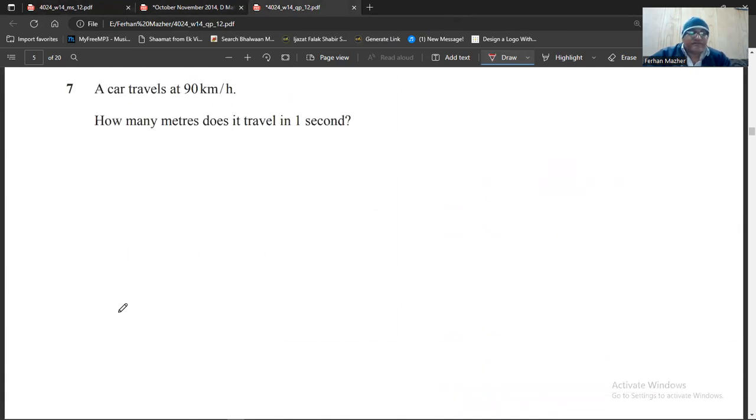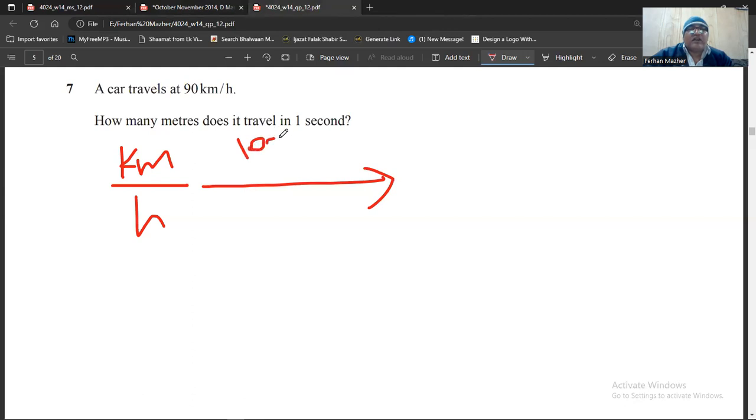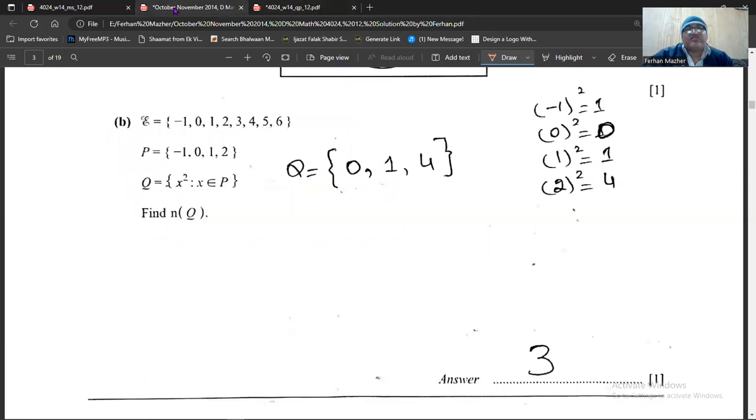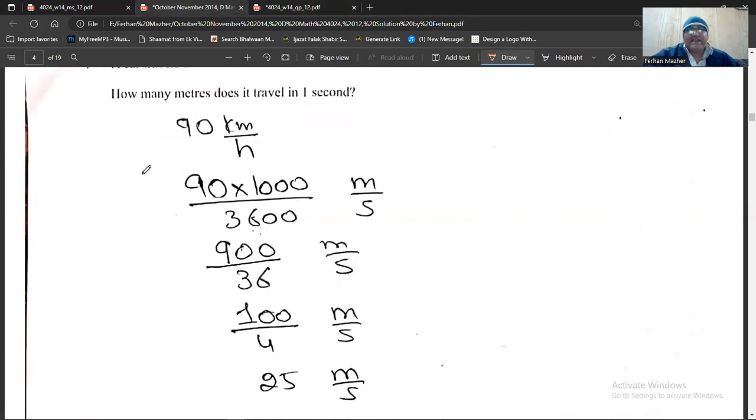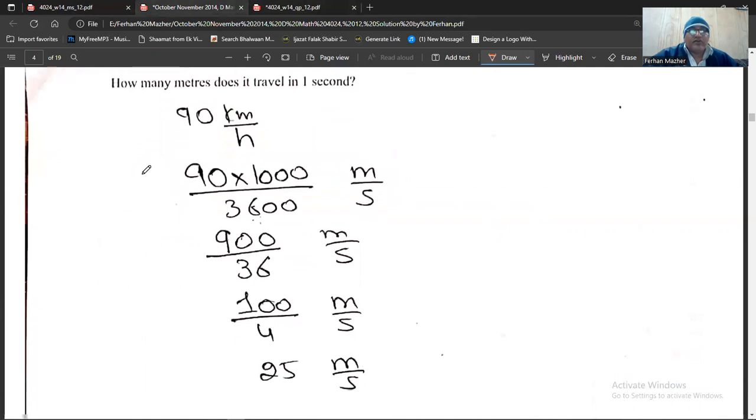It's a 2 marks question. A car travels at 90 kilometers per hour. So how many kilometers does it travel in 1 second? So first of all, I will convert the kilometer per hour into meter per second. So for this purpose, you will multiply it with 1000 and you will divide it with 3600. So it will be converted into meter per second. And that will show in 1 second how much distance is traveled. So this is the basic idea. And here we go. So question number 7.